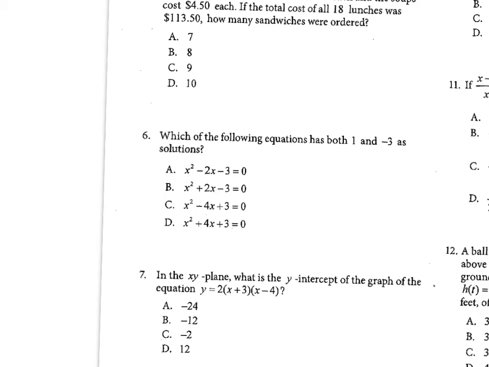So number 6. Which of the following equations has both 1 and negative 3? How do we solve this?